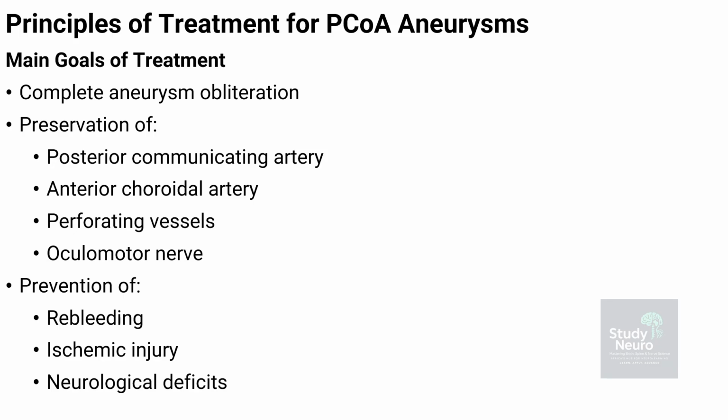Attention must also be directed toward the oculomotor nerve, which lies close to many PCoA aneurysms and may already be compressed before surgery, particularly in aneurysms that project posterolaterally toward the nerve. Anatomy determines the strategy. Ultimately, treatment seeks to prevent rebleeding and reduce the risk of permanent neurological deficits while achieving durable aneurysm obliteration with minimal injury to adjacent neural and vascular structures. Long-term durability matters.